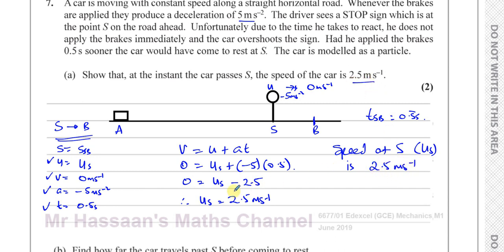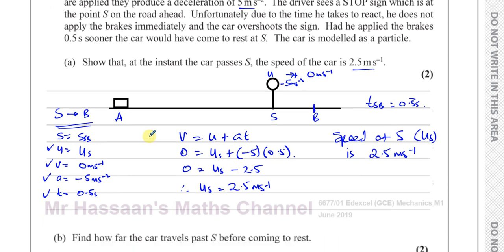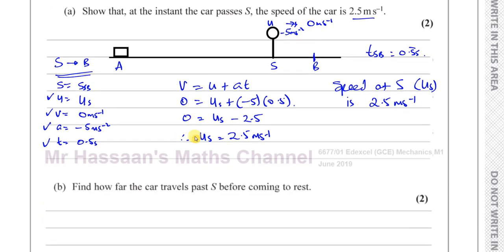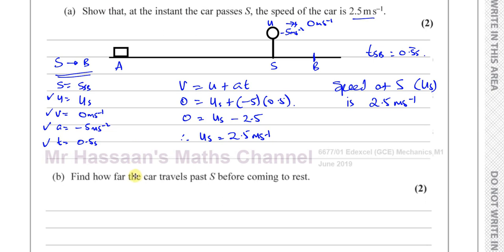So there's part A of this question done. Now we're going to move on to part B. It says, find how far the car travels past S before coming to rest. So basically we need to find the distance SB.